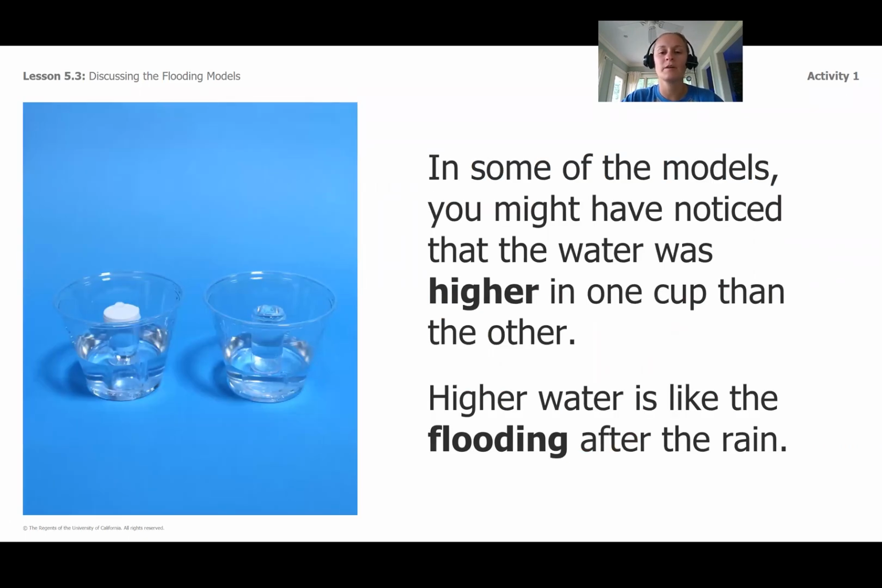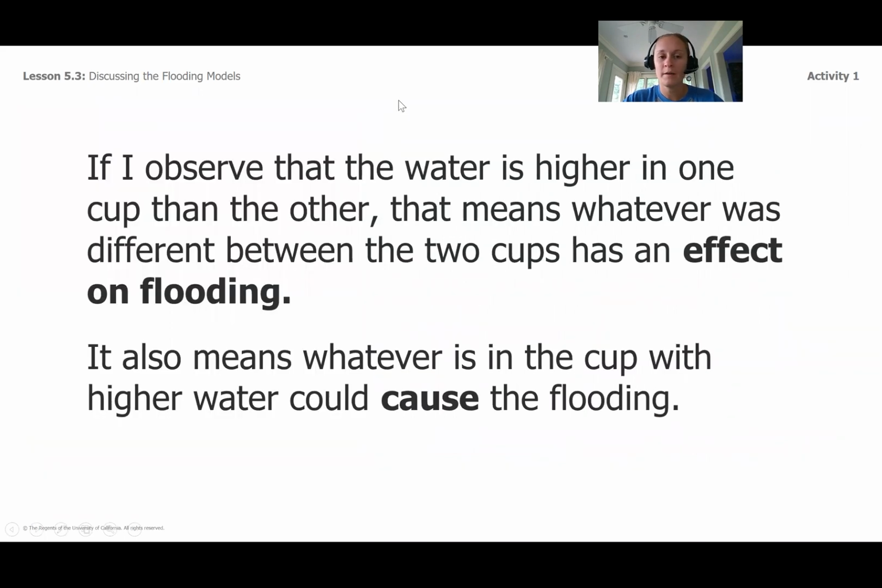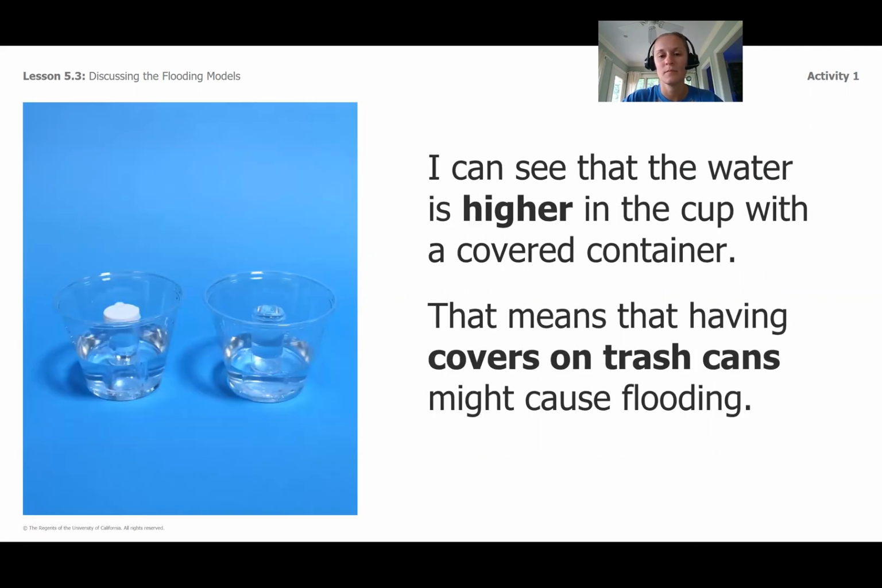So in some of the models, you might have noticed that the water was higher in one cup than the other. Higher water is like the flooding after the rain. If I observe that the water is higher in one cup than the other, that means whatever was different between the two cups has an effect on flooding. It also means whatever's in the cup with the higher water could cause the flooding. So in this picture, I can see that the water is higher in the cup with a covered container. That means that having covers on trash cans might cause flooding.